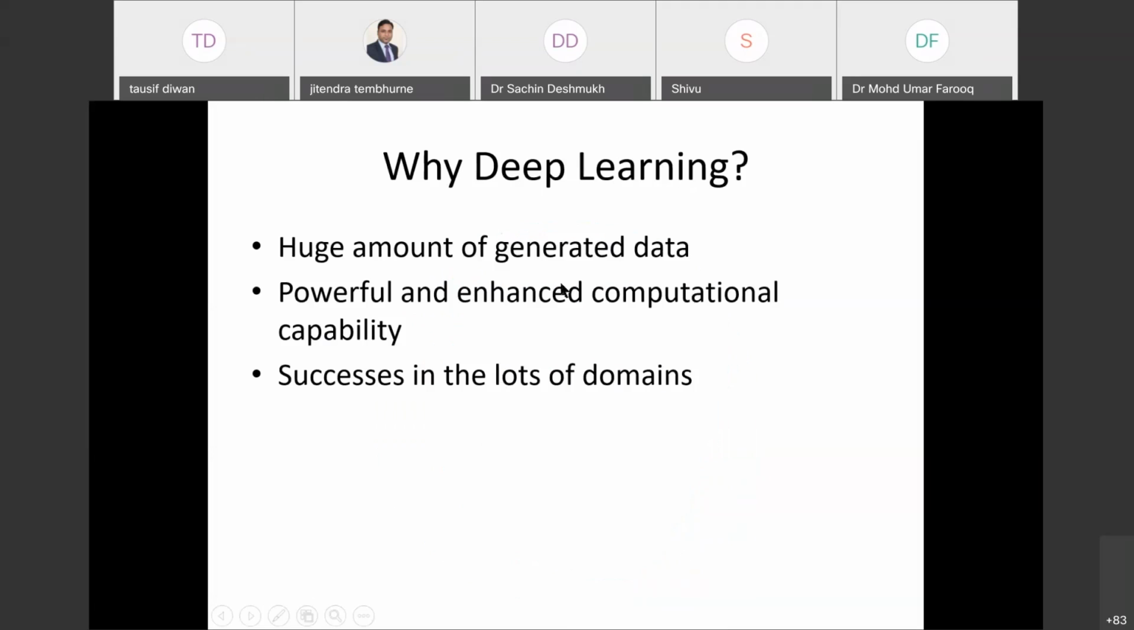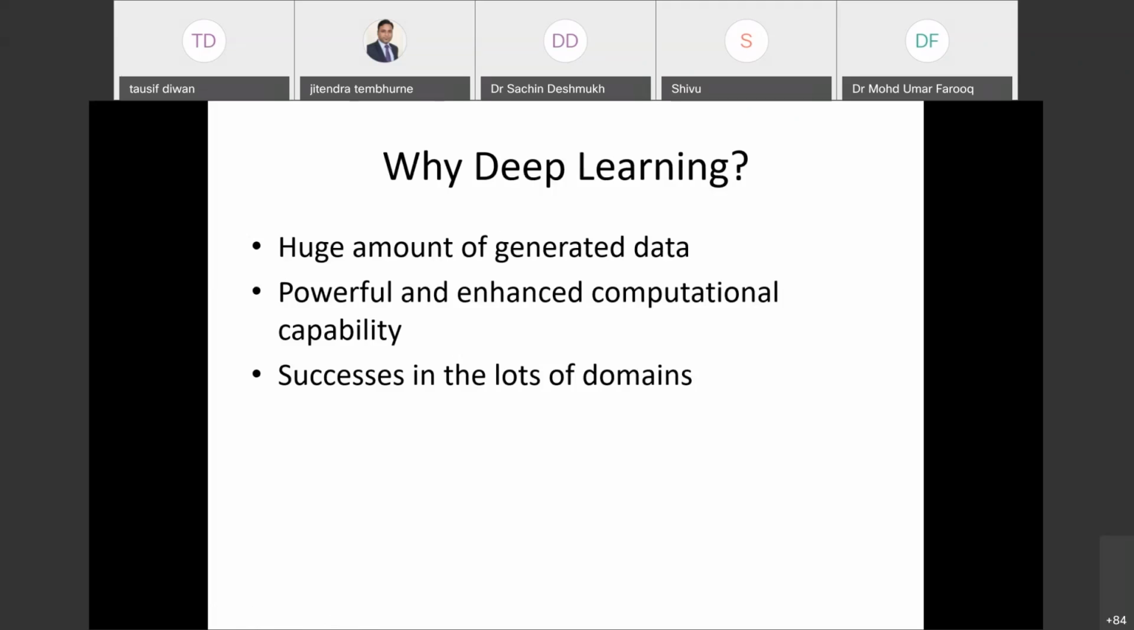So there are three things behind the success of deep learning. First one is the huge amount of data that is generated day by day. Okay, so there are various sources from which the data is generated, and we have to handle that much amount of data. Second thing, we have powerful and enhanced computational capability. We have multi-processor systems, multiple computers, and accelerators like NVIDIA GPUs. So the computational power of these machines is very large. So two things are there: data is very large, and for processing that data, the machines are very powerful.